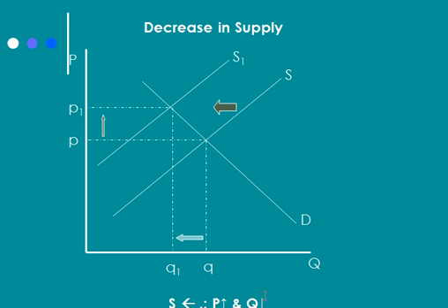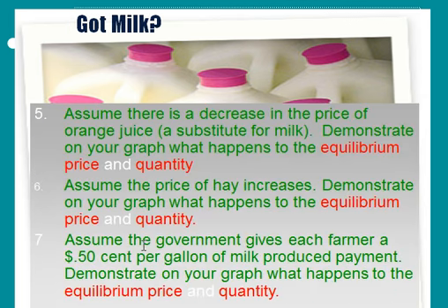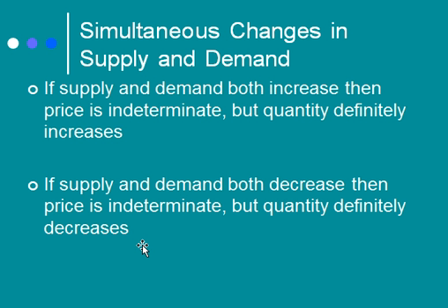Sorry, it's tough to see down here. The Q is kind of getting cut off there. But again, decrease in supply, price is going to go up. See, P to P1 is moving up, and the quantity is going to go down. We are going to skip over these because these are activities we did in class.